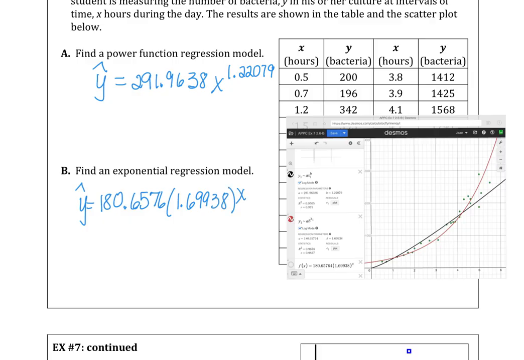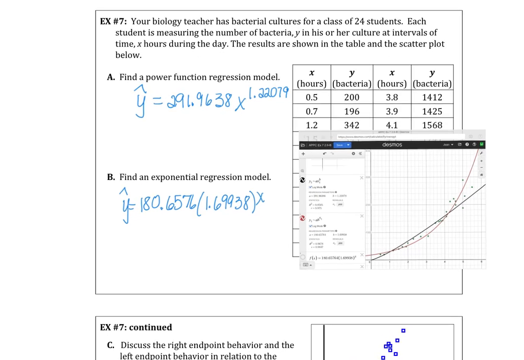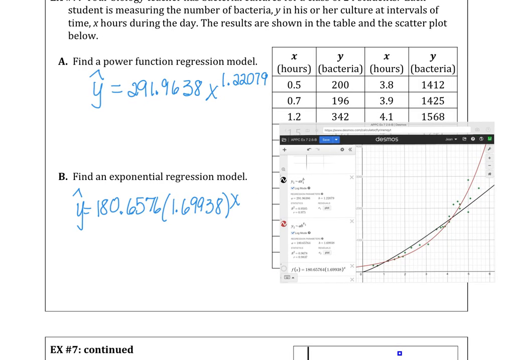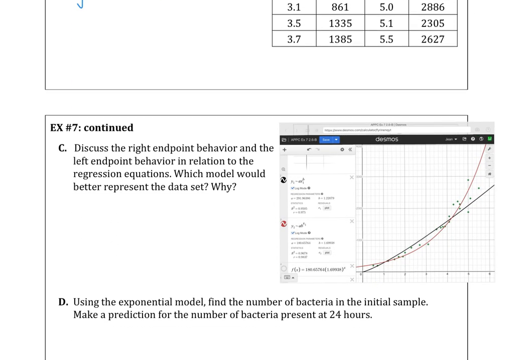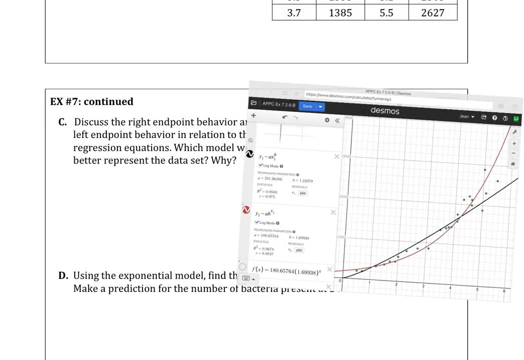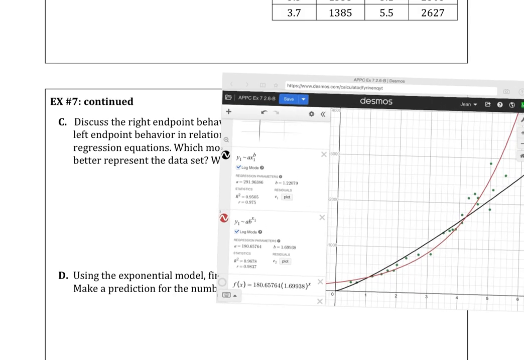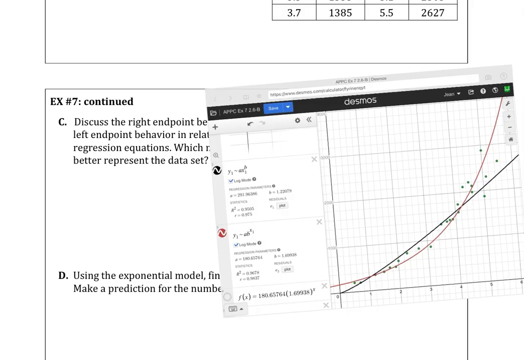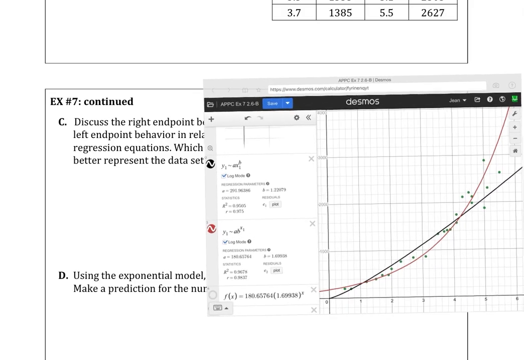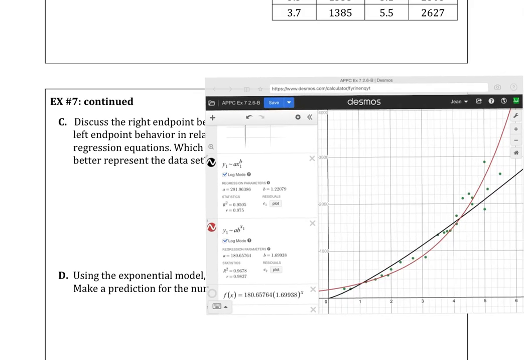Now, part C says discuss the right end behavior and the left endpoint behavior in relation to the regression equations. Which model would better represent the data set and why? So I'm thinking that because the graph is showing us that the second equation actually passes through 0, 0. And this is a set of bacteria. So we had to have some initial bacteria.